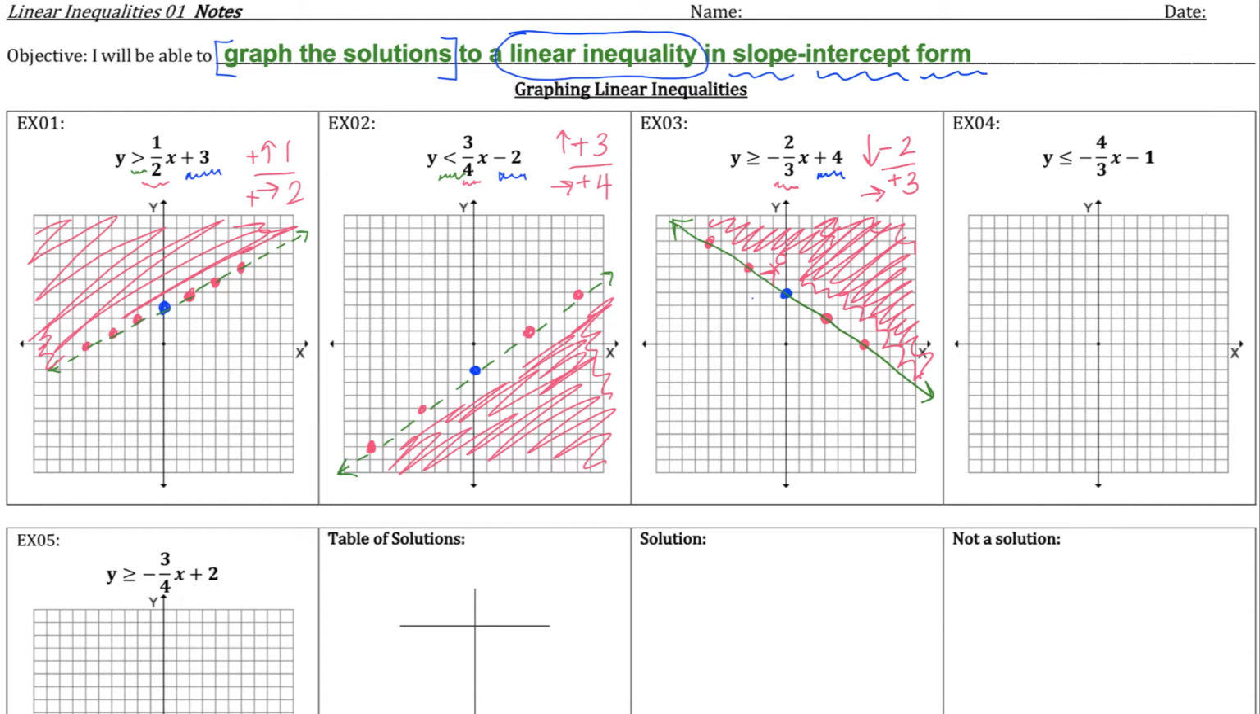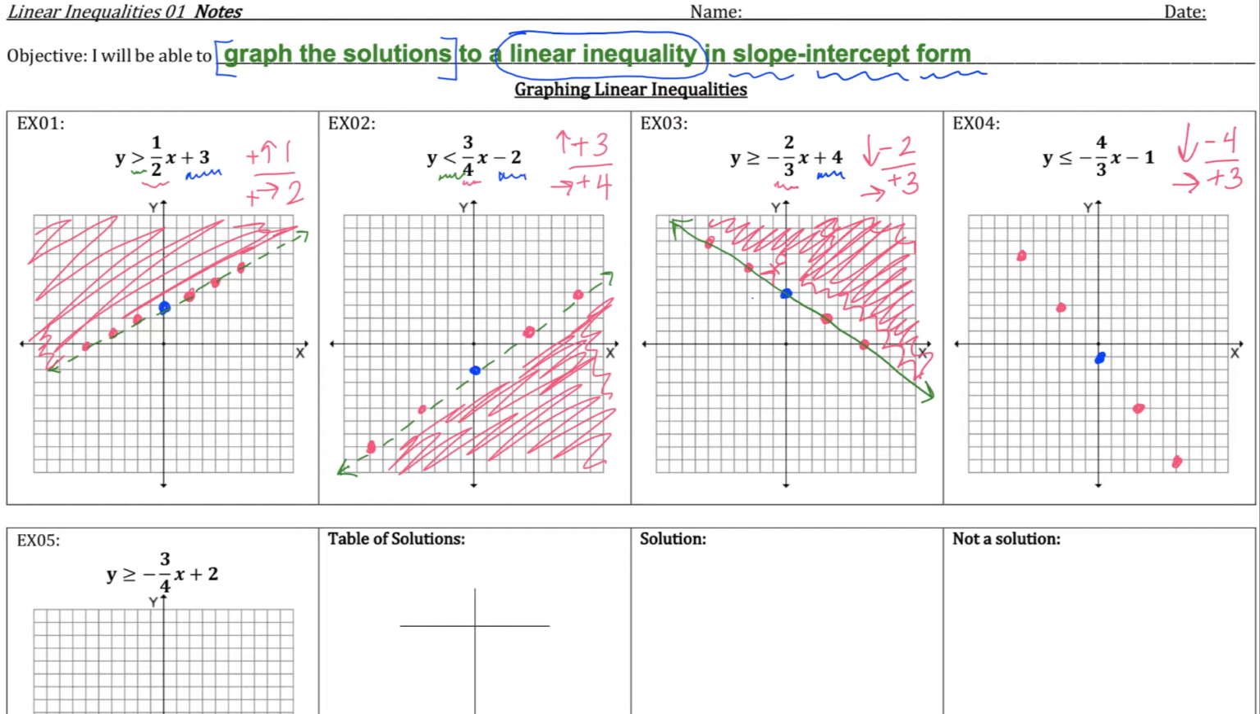Let's do another one. Y is less than or equal to -4/3 x minus 1. So 0, -1. And then our slope is -4 over +3. So down 4, right 3. 1, 2, 3, 4, 1, 2, 3.